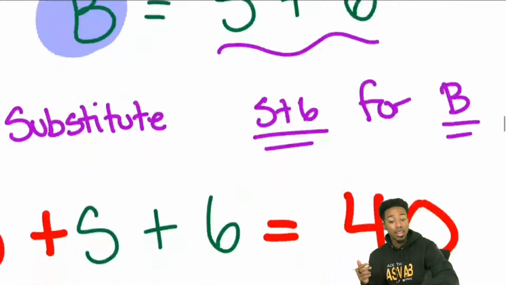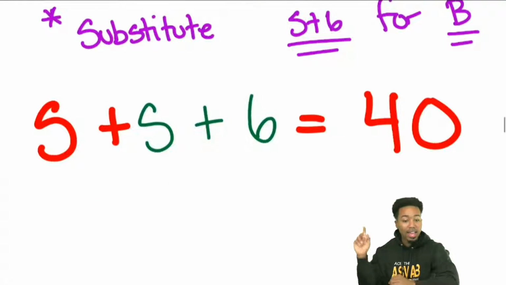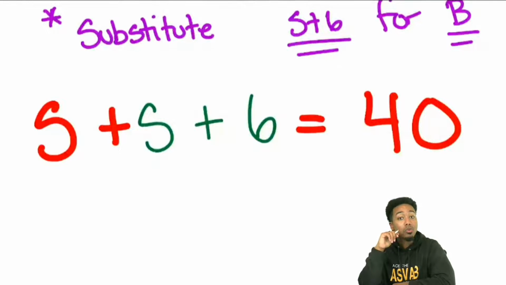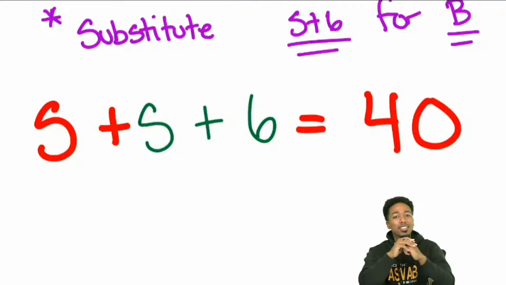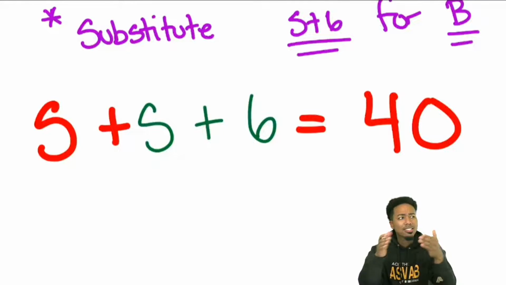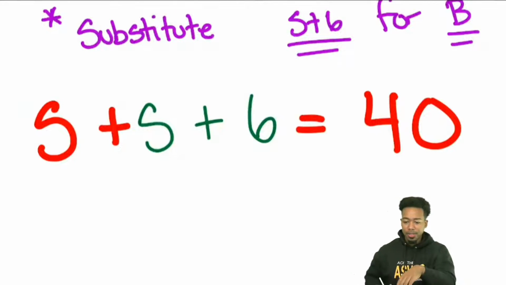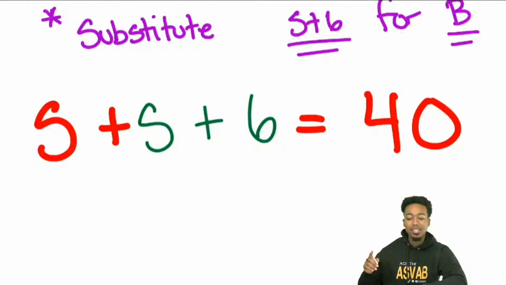So now when you look at this, you have S plus 6 equals 40. Now you only have one variable. And now this is solvable. Because everyone, S plus S equals what? Hey, no worries, Christina. I got you. Yeah, so S plus S is going to be 2S.